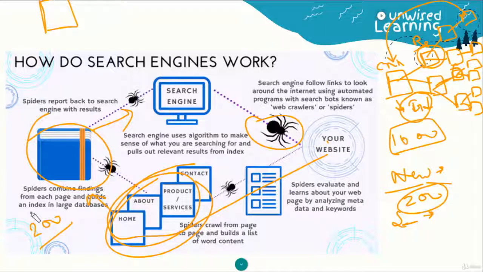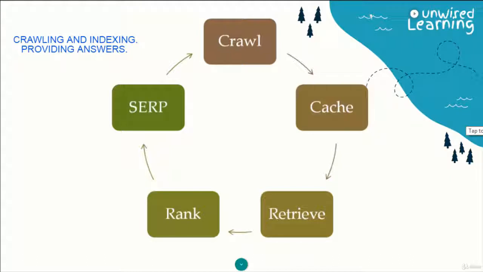Okay, this is a lot complicated. Now let's summarize this so we can understand. What does a search engine do? They have two tasks. First is crawling and indexing, then providing answers. So what actually happened in the last video? I submitted my website to Google. Google came to my website.